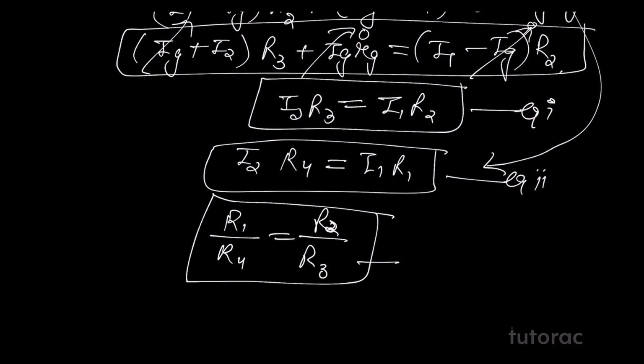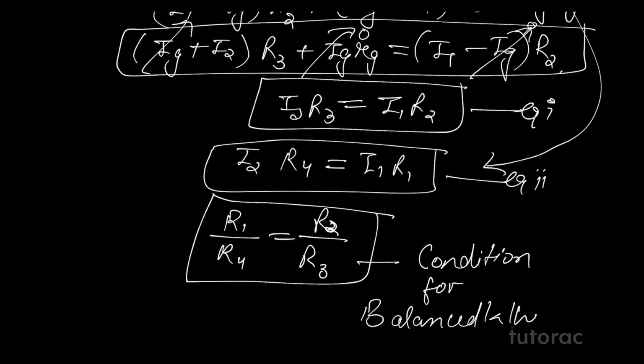Well, what does it mean? This is what we call the condition for a balanced Wheatstone bridge. This is the condition for a balanced Wheatstone bridge. Now, we are done with the proof for these kinds of circuits.